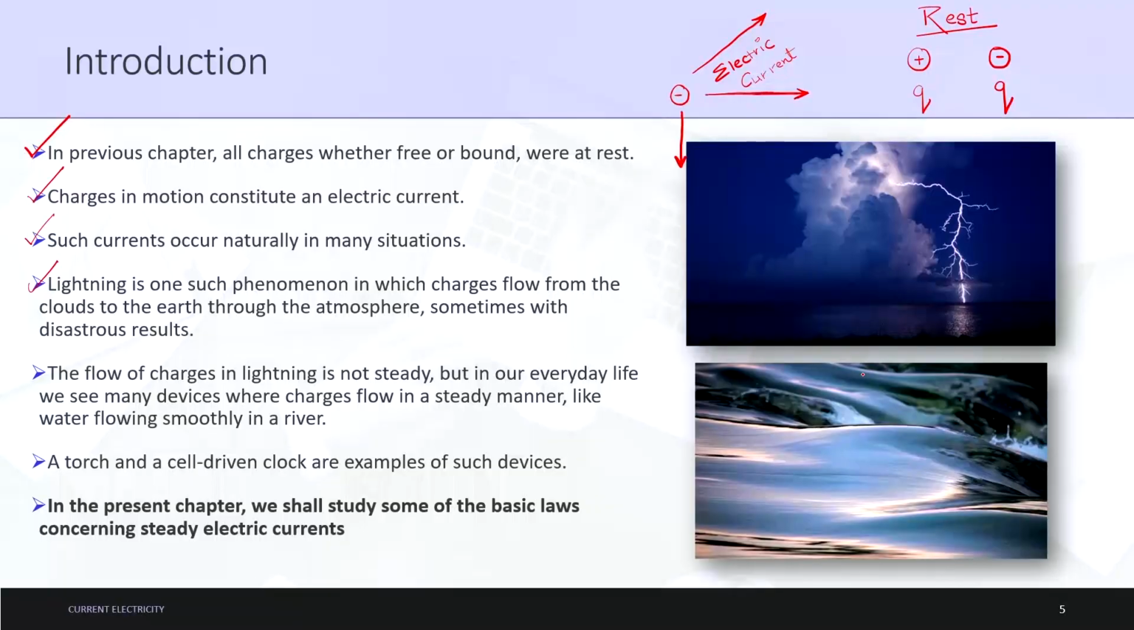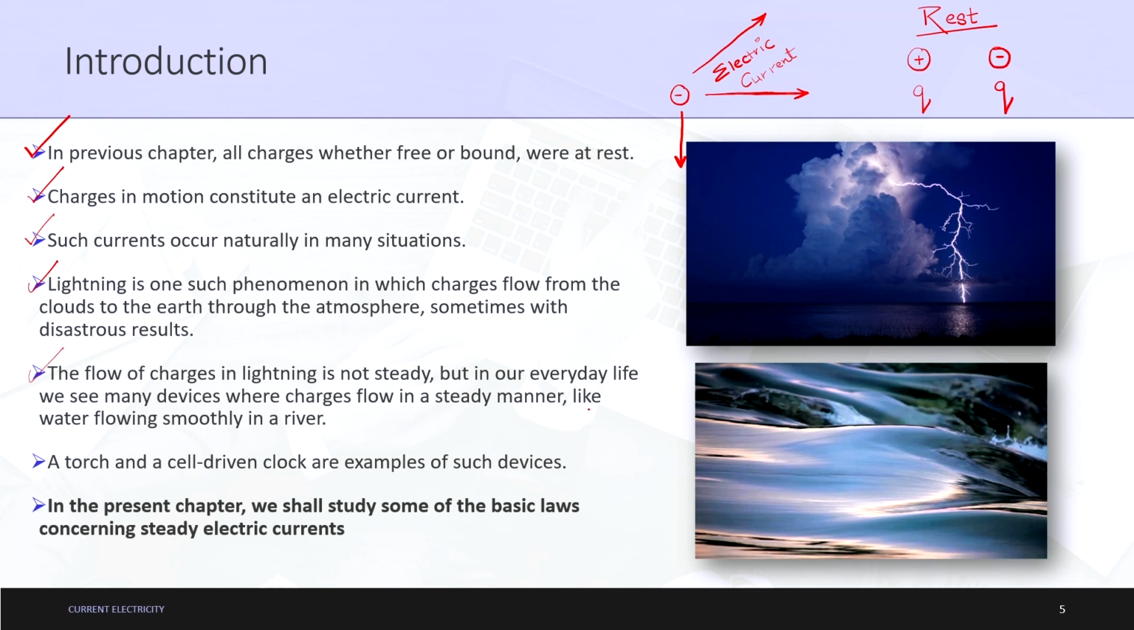Now, if you try to confine it, we are saying no, you move in one direction only, this confinement will lead to stabilization of current, and hence it is used in different applications or different appliances, and hence a concept called current electricity came into the picture. Okay. So, the flow of charges in lightning is not steady, but in our everyday life we see many devices where charges flow in a steady manner. Quite evident, we see where charges flow in a steady manner, and those are the applications of our electric current or current electricity, like water flowing smoothly in a river.